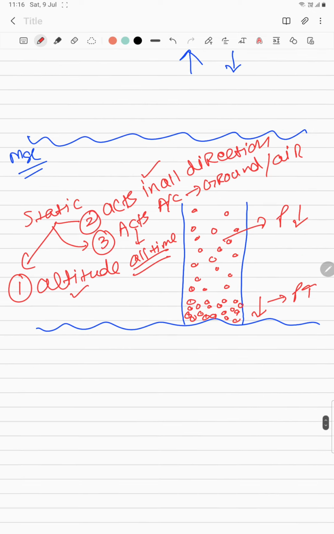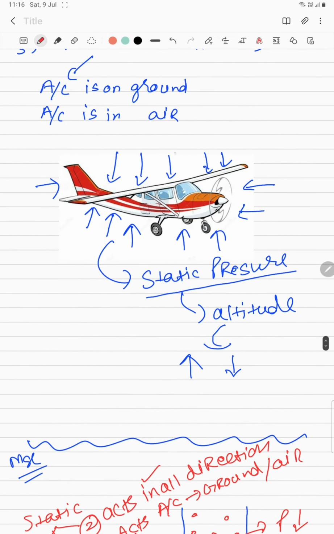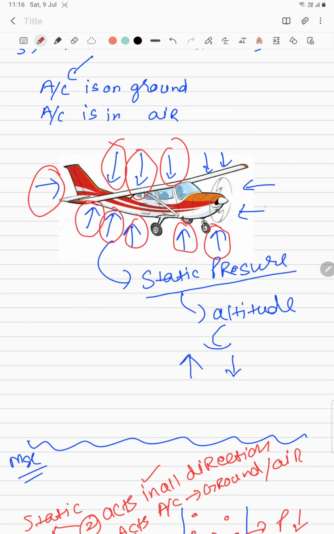So guys, this is about your static pressure. It is acting on the aircraft from all sides. It will act on the aircraft whether the aircraft is in air or on the ground, means it will act all the time. Other thing is that the static pressure depends upon your altitude. The higher you go up, the atmospheric pressure or the static pressure reduces.